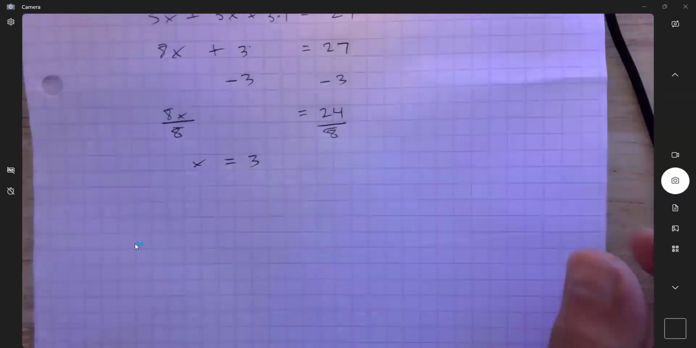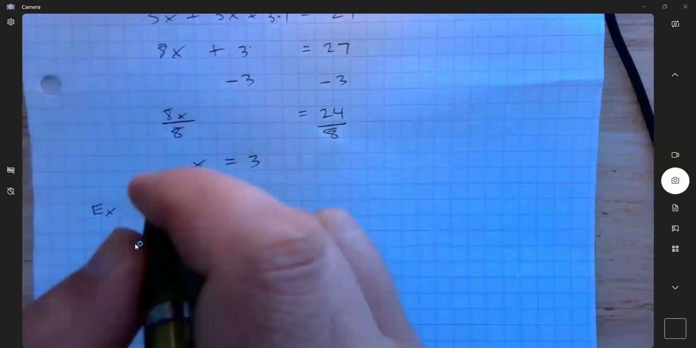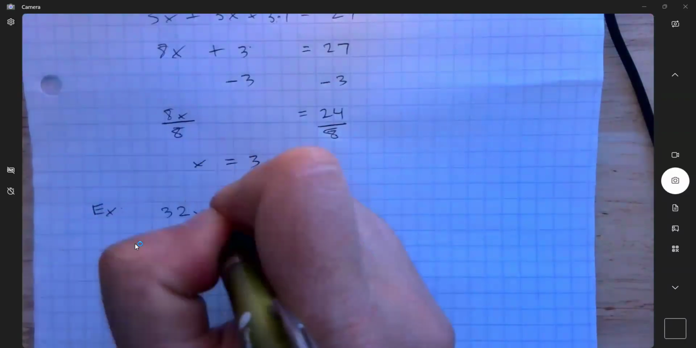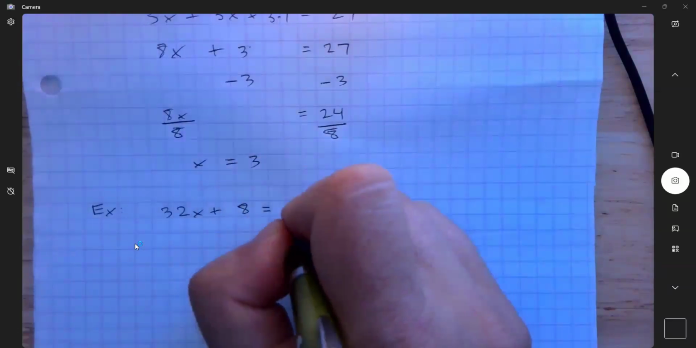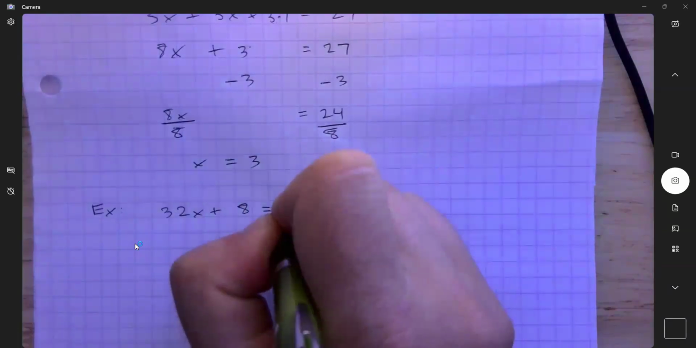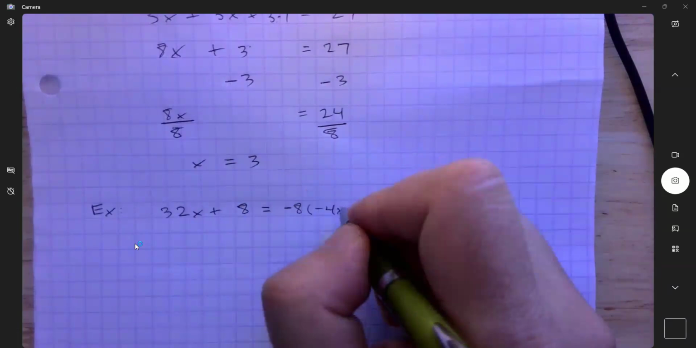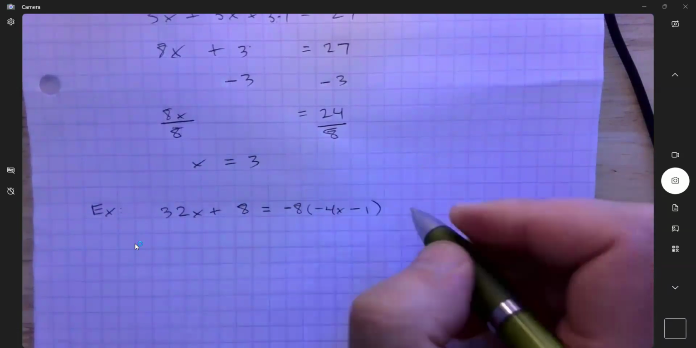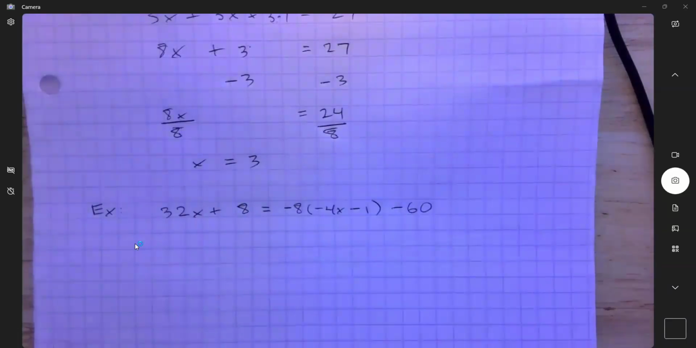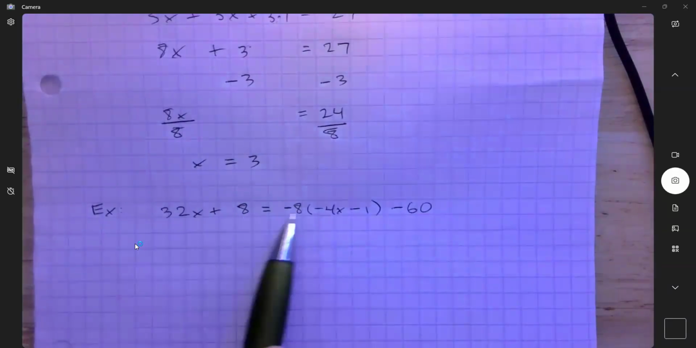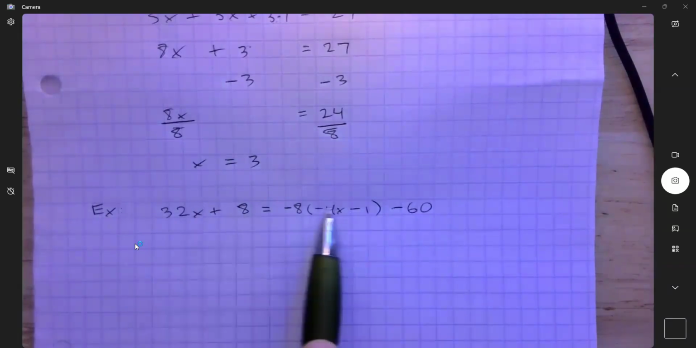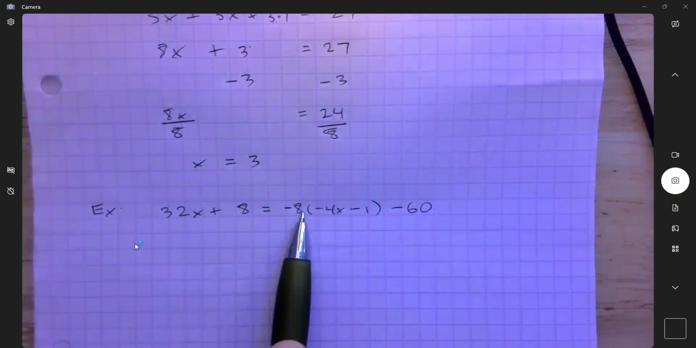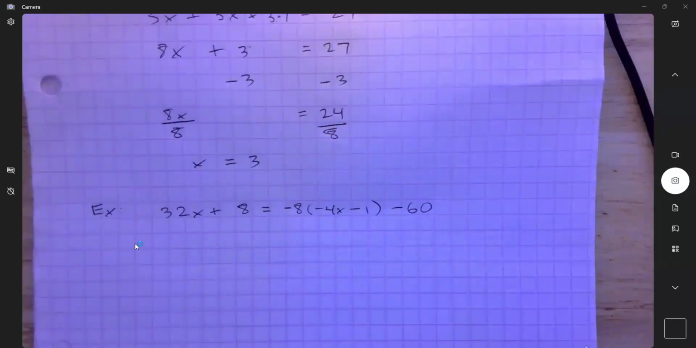I'm just going to do another example. I'm going to do 32x plus 8 equals negative 8 times negative 4x minus 1 minus 60. And now we see a lot of complexity. There's a lot going on. First of all, my x's are on both sides of the equation, and some of those x's are trapped inside parentheses. And I have numbers on both sides of the equation, and there's a lot of extra numbers floating around. But I'm still going to take it step by step.